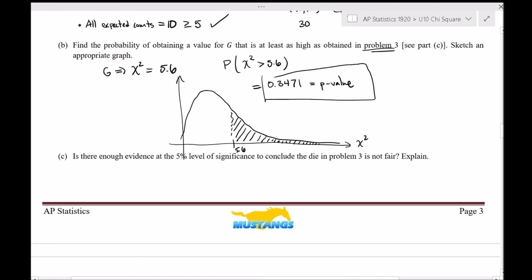So letter C. Is there enough evidence at the 5% level of significance to conclude that the die is not fair? Definitely not. No, not enough evidence. And I explained why earlier, because the p-value is 0.3471, and they stated 5%. This is way bigger than 0.05. That's the reason why.